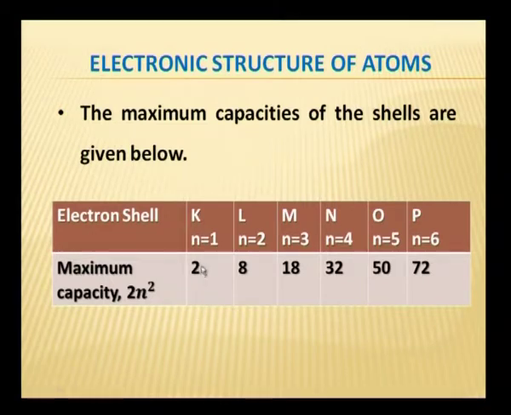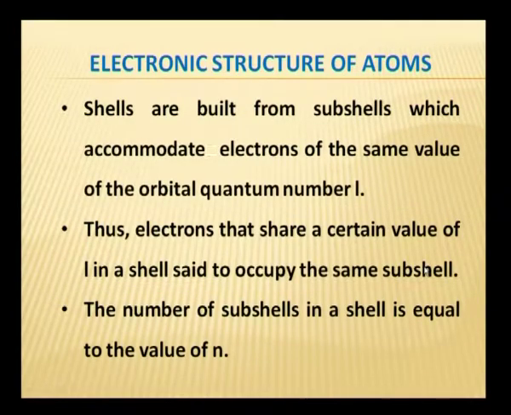N equal to 1, 2 into 1 square; n is 2, 2 into 2 square, as I told you, 8; then 18, then 2 into 16, that is 4 square is 16, 32. Therefore, the number of electrons you can have in any main shell is given by an expression of this kind. The numerical values are given here. Then we have to talk about subshells also.